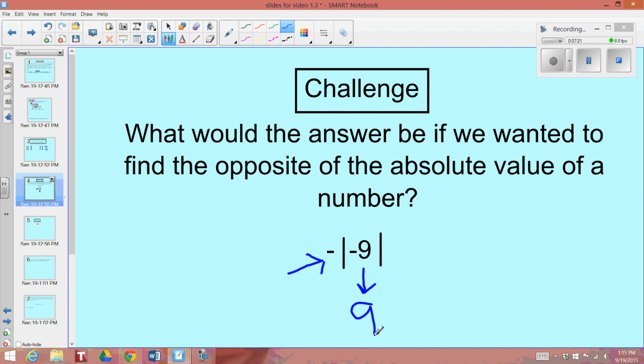And now they want me to find the opposite of that. And the opposite of positive 9 is negative 9. So the opposite of the absolute value of negative 9 is negative 9. And this is the only time my answer would probably be negative.